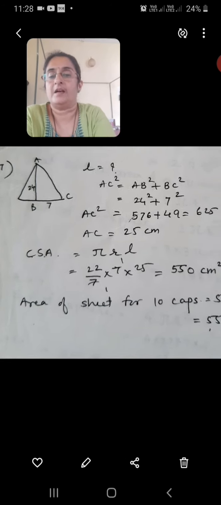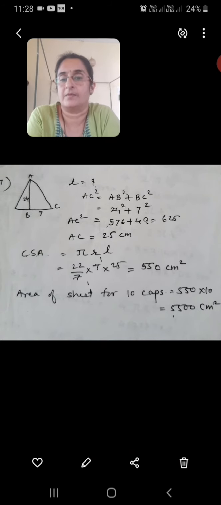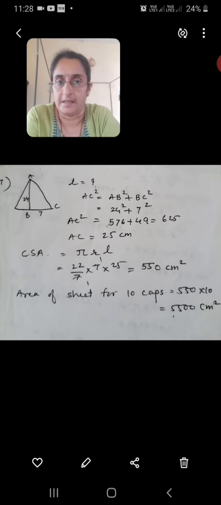And we have to find the area of 10 caps, because we have to make 10 caps. So multiply this area by 10, that will be 5500 centimeter square, the area of those 10 caps, and that much sheet is needed to make 10 joker's caps.